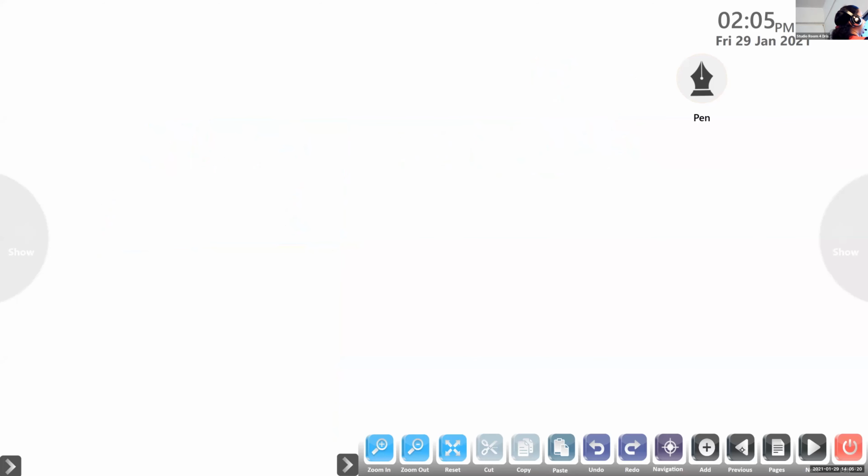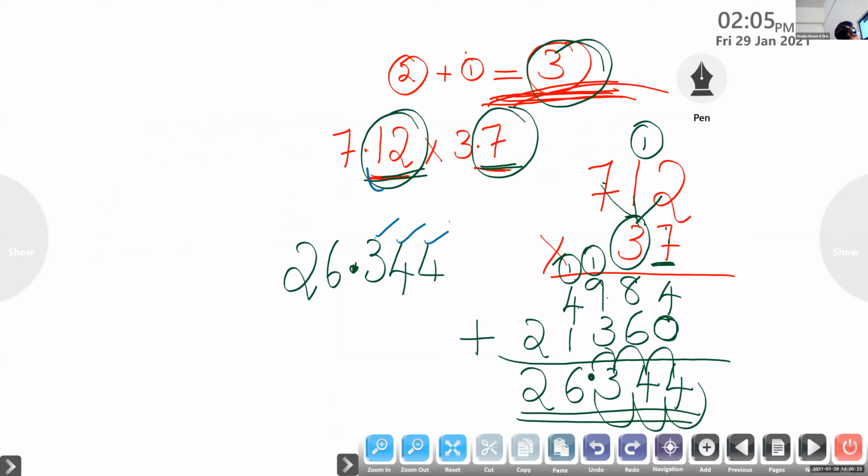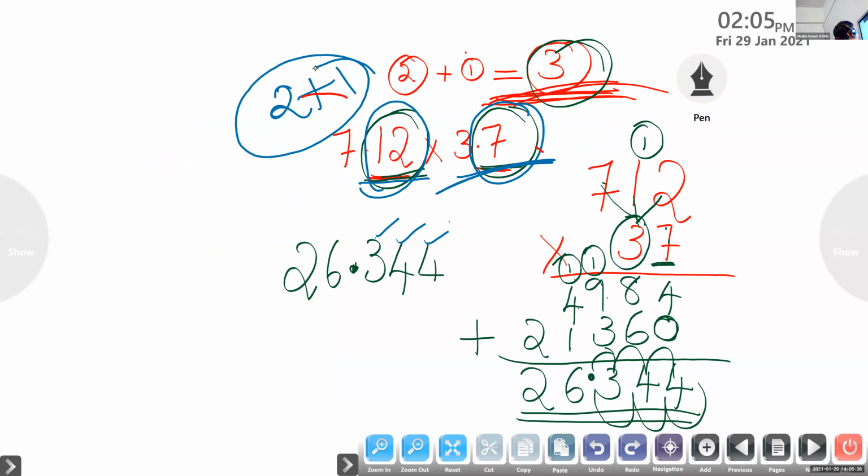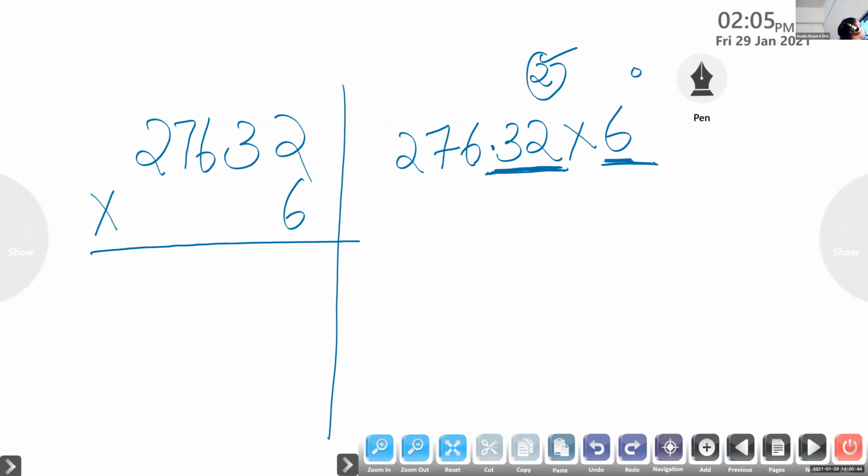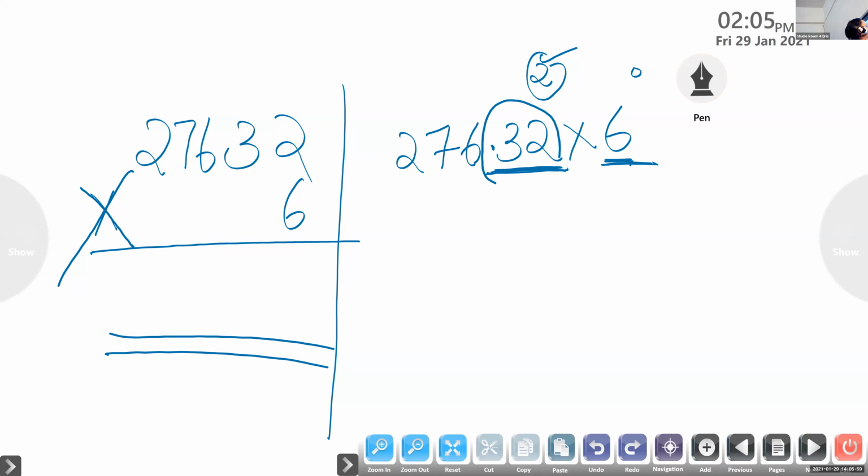In this question, why do we have 3 digits? Because in the multiplier and multiplicand we have decimals. Here 2 decimal places in the question and here 1 decimal in the question. So in total we have 2 plus 1, 3. So in the answer also we should have how many? 3. But in our next question, we have only 2 decimals. Here there is no decimal. So what we have to do? You have to do normal multiplication. 27632 multiplied by 6. And in the final answer, how many decimals should be there? Only 2, because in the question we have only 2.